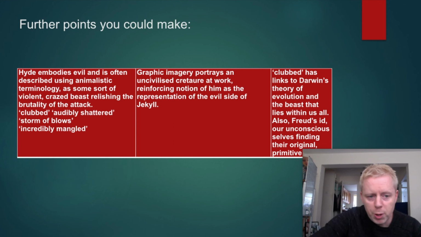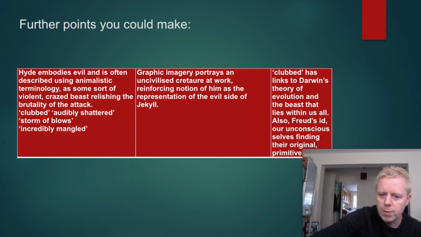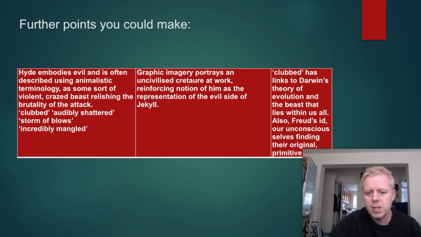Another point you can make, Hyde embodies evil and is often described using animalistic terminology as some sort of violent, crazed beast relishing the brutality of the attack. Evidence: "clubbed," "audibly shattered," "storm of blows," "incredibly mangled." This very graphic imagery portrays an uncivilized creature at work, reinforcing the notion of him as the representation of the evil side of Jekyll. "Clubbed," as I've explained, has links to Darwin's theory of evolution and the beast that lies within us all. Also, Freud's id, our unconscious selves finding their original primitive self.